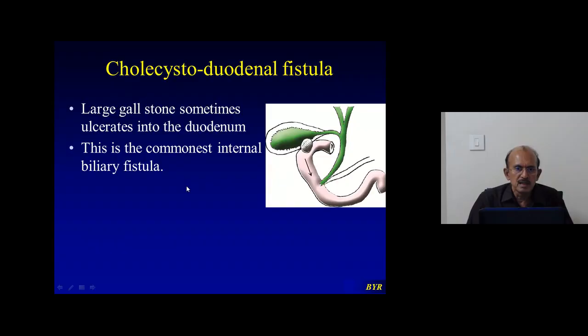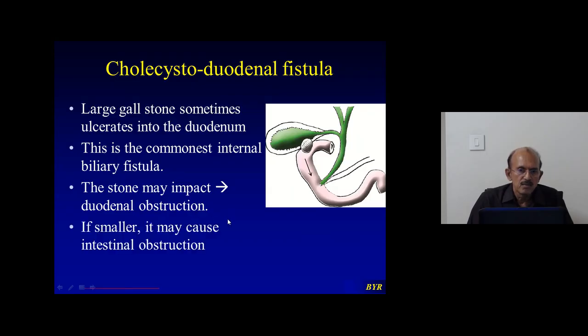This is the commonest internal biliary fistula. The stone may impact, leading to duodenal obstruction. If smaller, it may cause intestinal obstruction. If it causes intestinal obstruction, which part of the intestine will be obstructed commonly? The narrowest part of the small intestine. So my question is, what is the narrowest part of the small bowel?